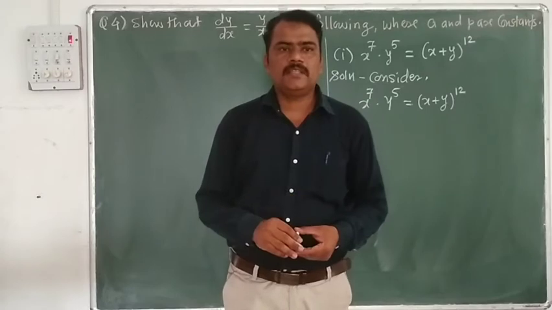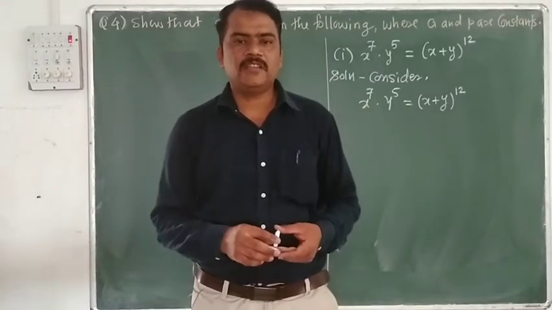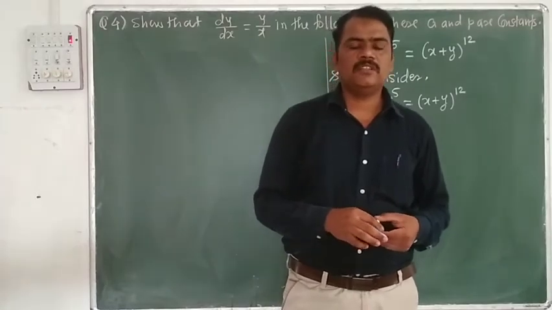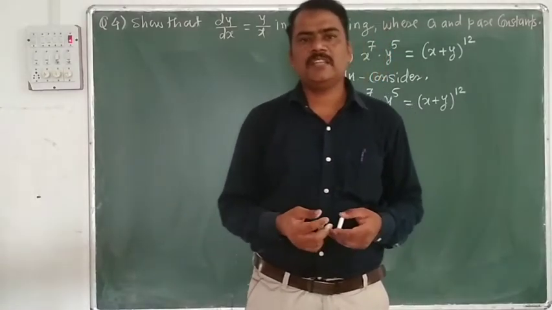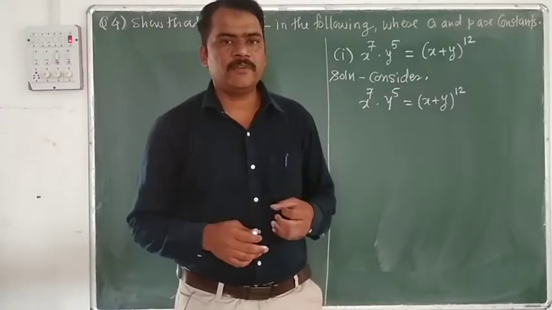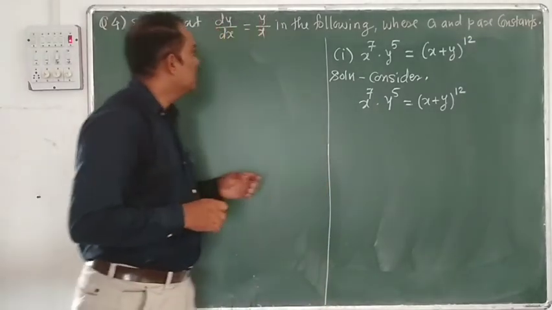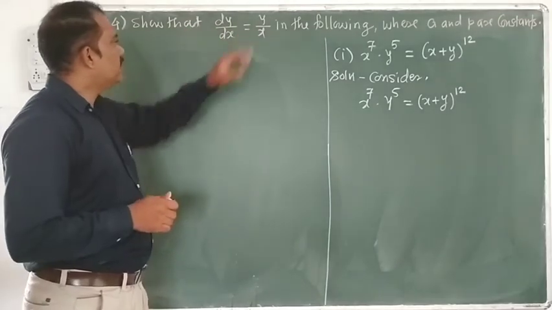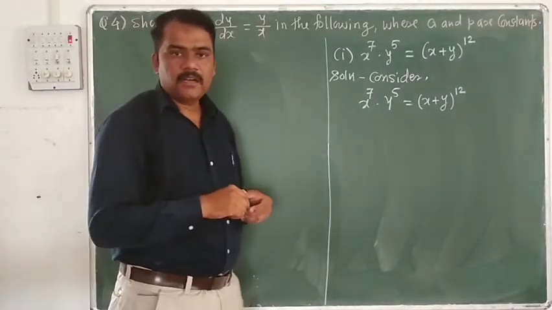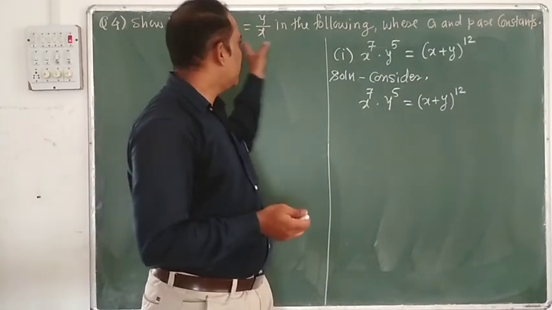After question number 3, we have to start question number 4. Question number 4 is also on the derivatives of the logarithmic function and the derivatives of the implicit functions. What is question number 4? First we have to understand that. Show that dy by dx is equal to y upon x. There are 8 examples. For 8 examples, the same question is there.